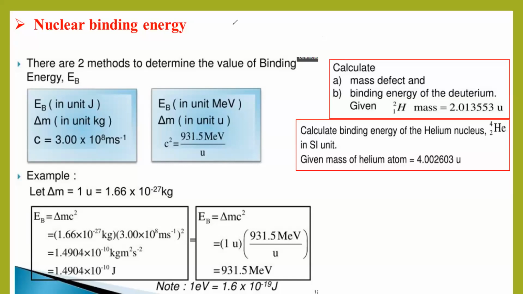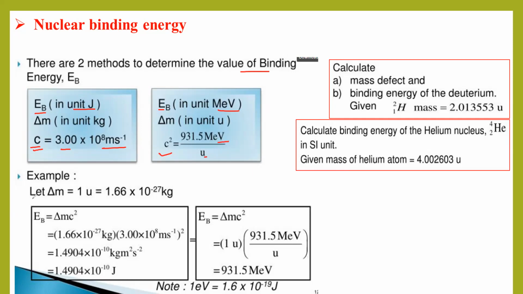So for nuclear binding energy, there are two methods to determine the value. Two methods means in 2 units we can represent the binding energy. First is EB, binding energy, which can be represented in joule, or EB represented in mega electron volt. In case of joule we have to take the velocity of light as 3 into 10 to the power 8 meter per second, but in case of mega electron volt we use the C square term as 931.5 mega electron volt by U.